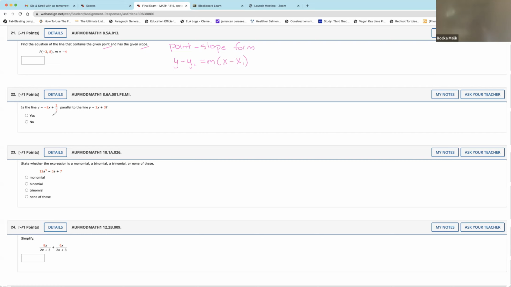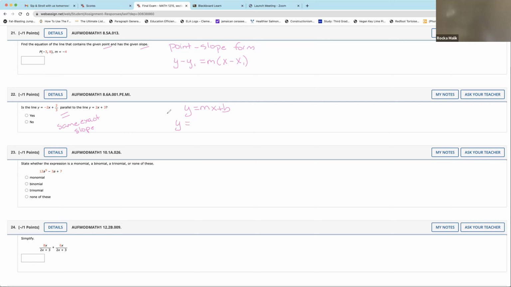Okay. Is the line blah blah blah parallel to the line blah blah blah? Parallel means it has the same exact slope, the same curviness. So we'll write them both in this form and see if they have the same slope.